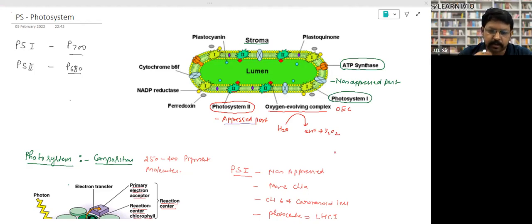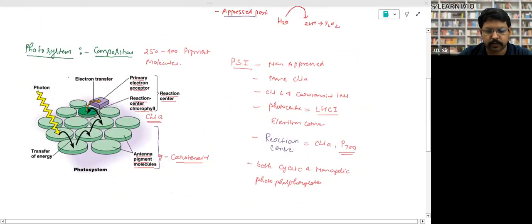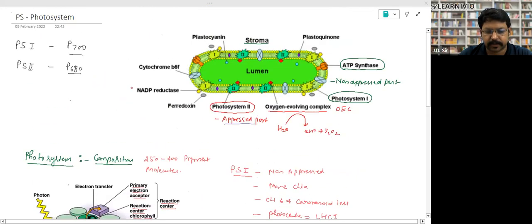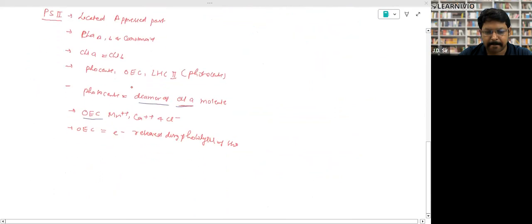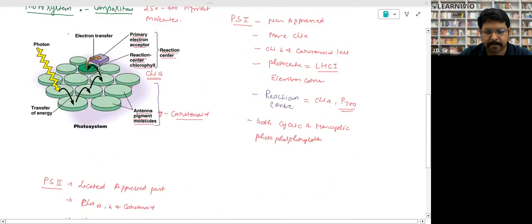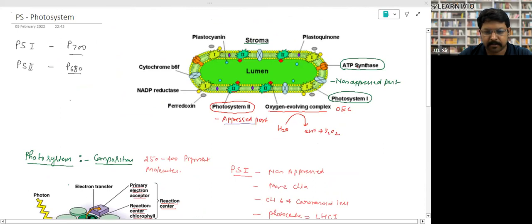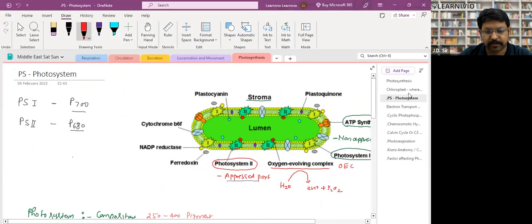Photosynthesis part. Did we complete this one or not? This is the screen which is visible to you. This slide. Photosystem, did we complete it or not? It was there in the last class. No one is able to tell me.